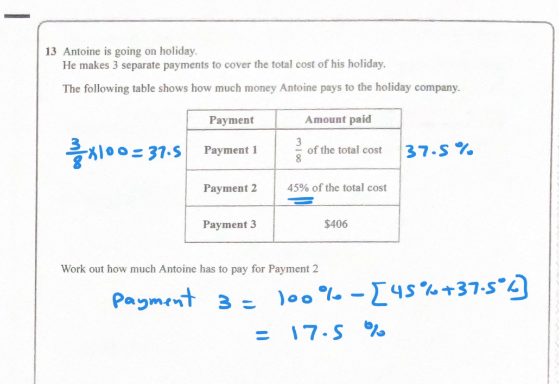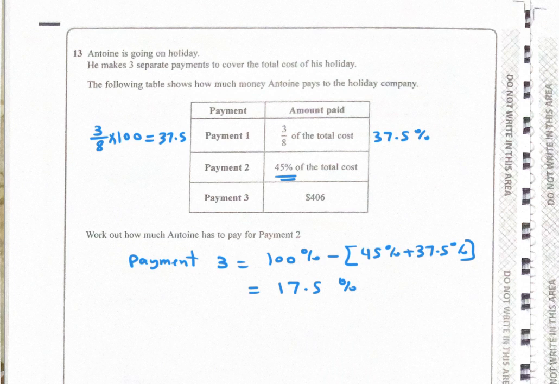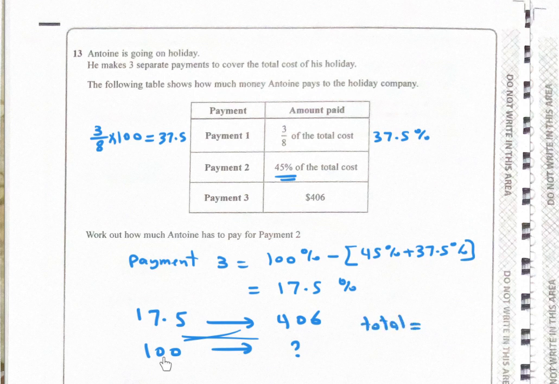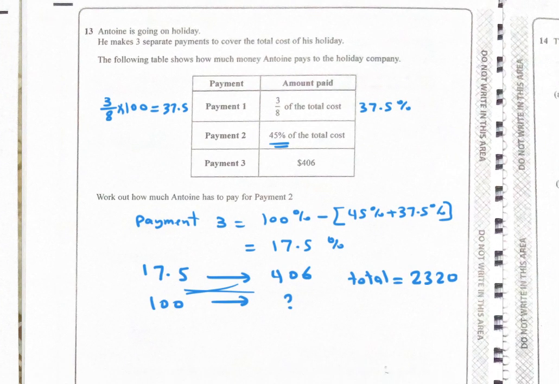So this means payment 3 is 17.5%. Now you can find the total cost. 17.5% is equivalent to $406. So 100%, which is the total cost, is equivalent to what? So cross multiply to find the total cost. The total cost equals 100 times 406 divided by 17.5 equals $2,320.